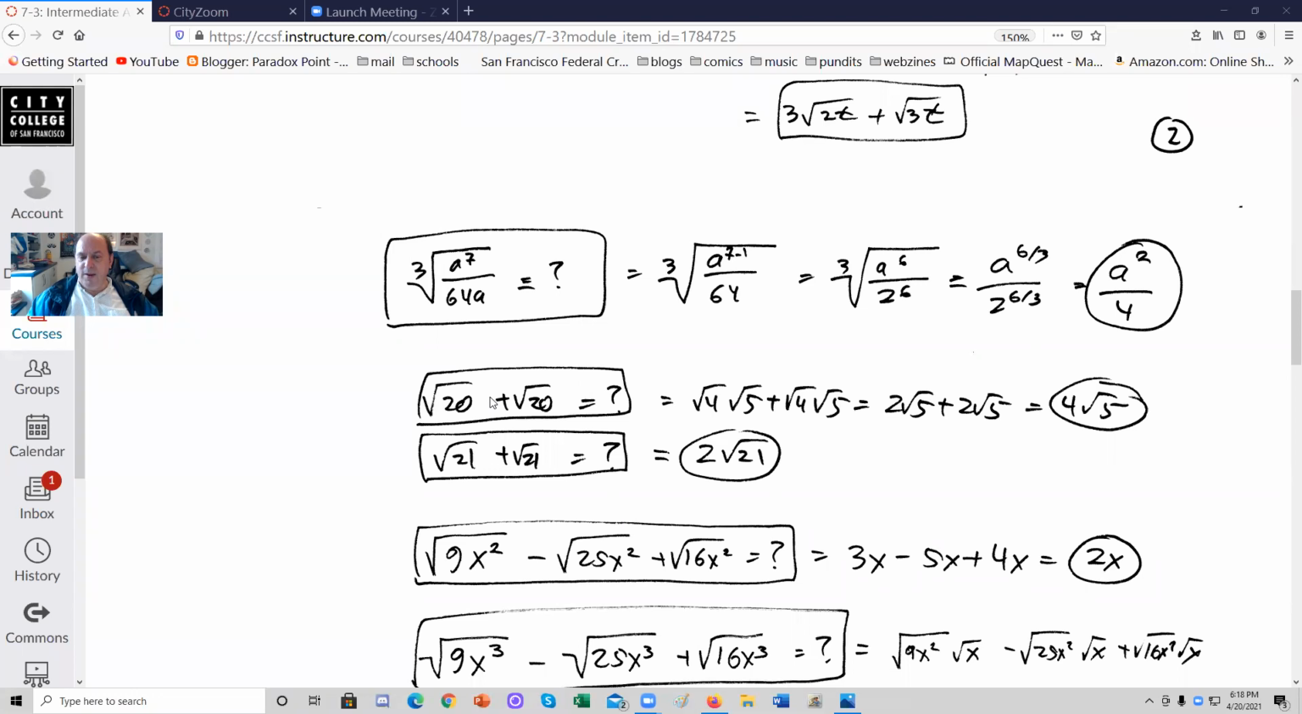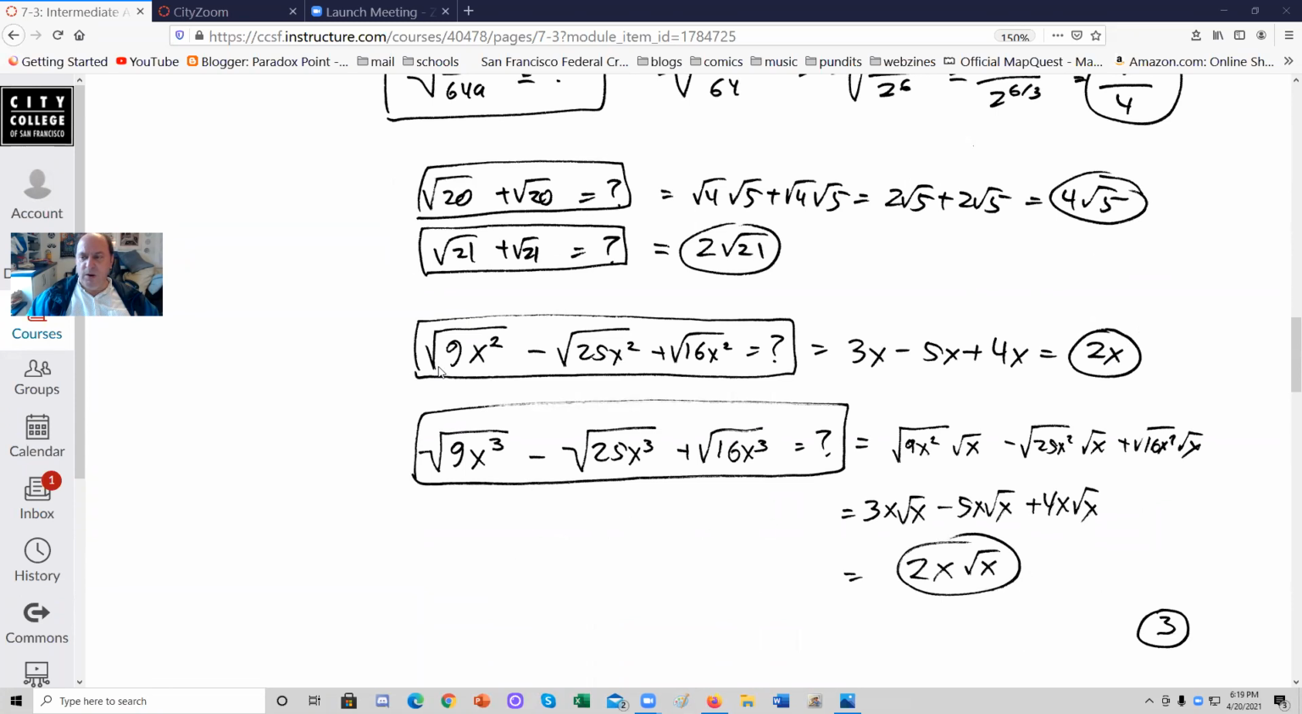Here we have root 20 plus root 20, and we have root 21 plus root 21. Well, this one, there's nothing to be done. It's 2 root 21. For this one, we can go a little bit further. The largest square factor of 20 is 4. So root 4 root 5 plus another root 4 root 5. Root 4 is 2, so you get 2 root 5 plus 2 root 5 makes 4 root 5.